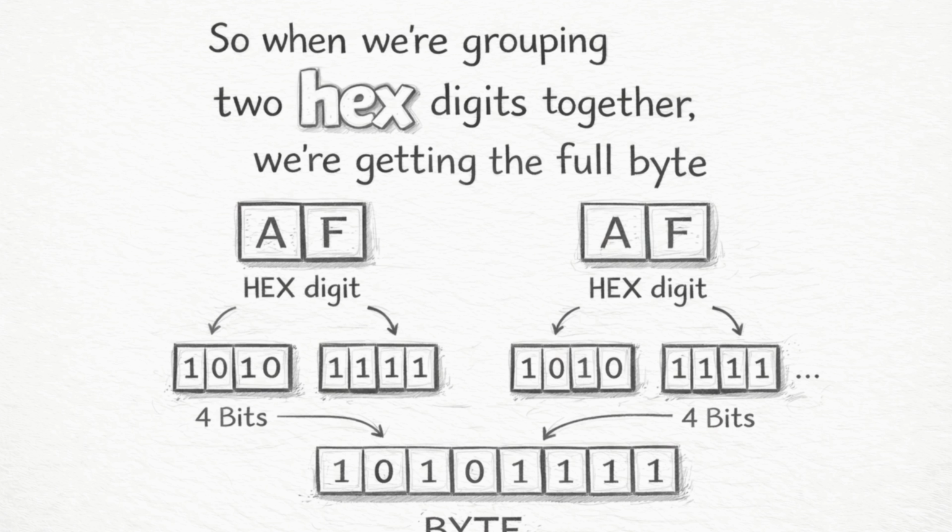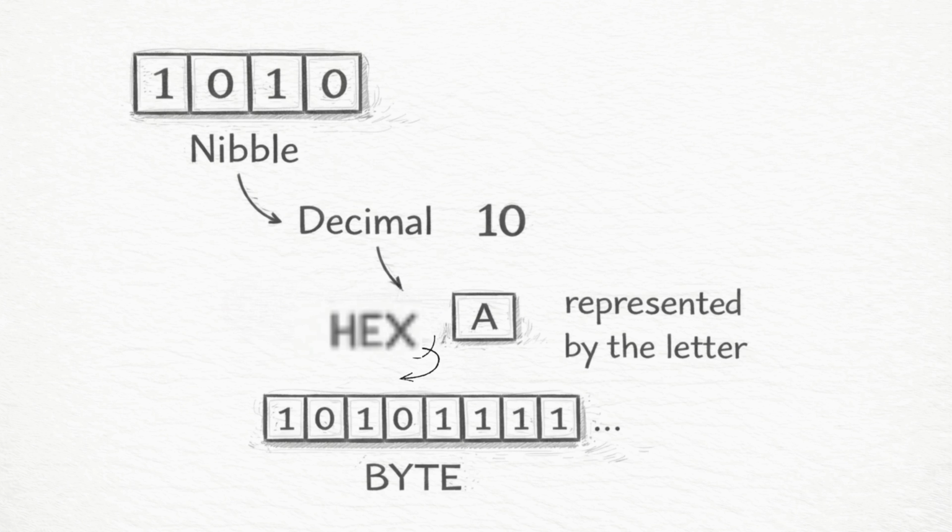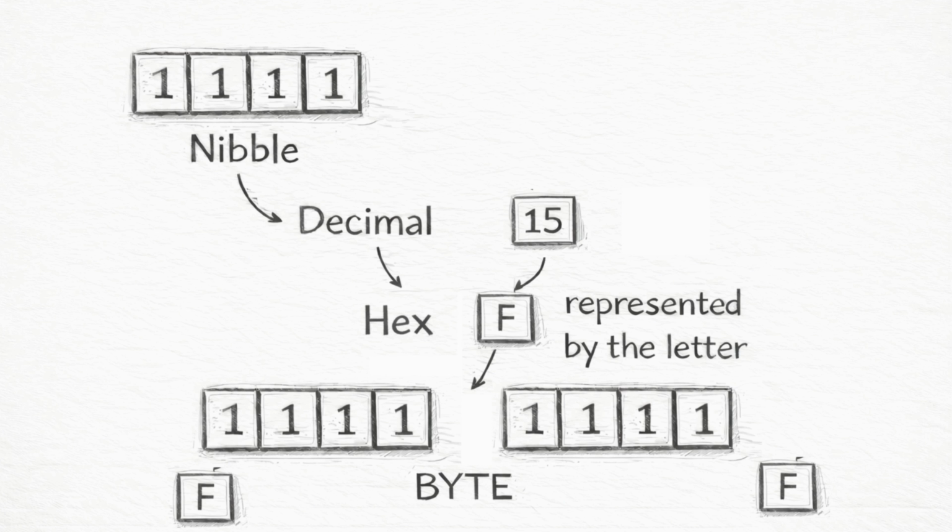So we want to think about the nibble 1010. In decimal, that's 10. In hexadecimal, 10 is represented by the letter A. So the nibble 1010 equates to A in hex. For the nibble 1111, that's 15 in decimal, which is F in hexadecimal. So that nibble 1111 equals F in hex.